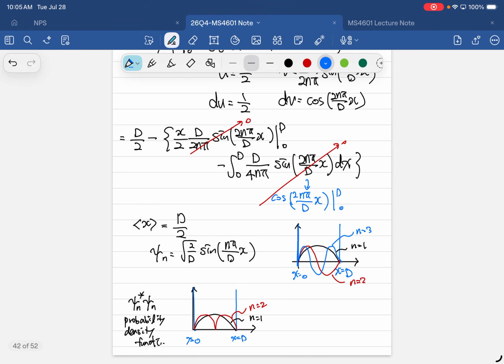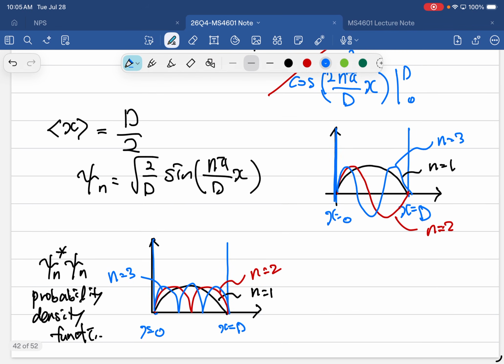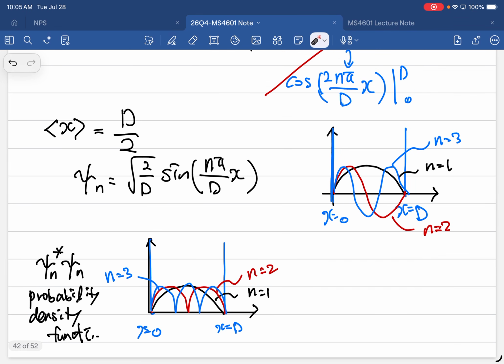And then if we consider n is 3, it's going to look something like this. This is essentially when n is 3. So this is the probability density function. So what does this tell us?